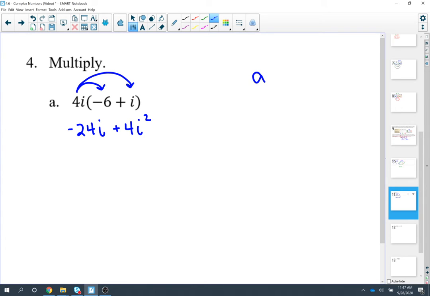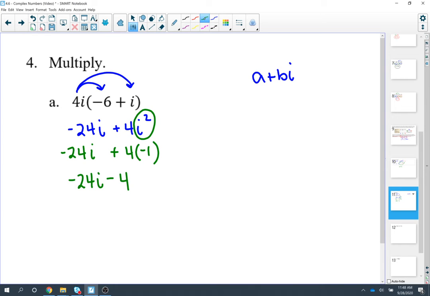Now, if I'm looking at a plus bi for standard form, I have an i squared. That's a problem. Well, i squared on the last page we said was the same thing as -1. So this is really like saying 4 times -1. Then I'm just going to drop everything down and clean this up. So this is -24i minus 4. Then I have to put that in standard form. I'm going to put the -4 first, the -24i second, so that my real part is first and my imaginary part is second, and that's our answer.